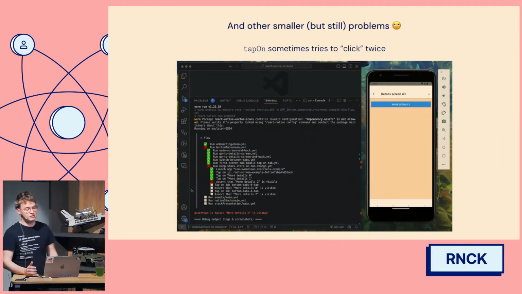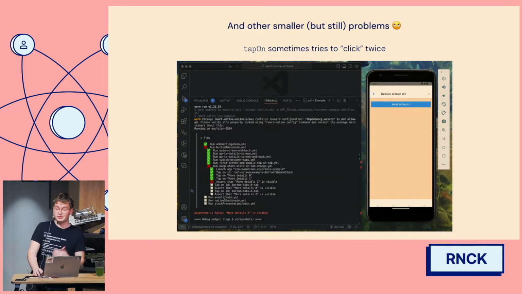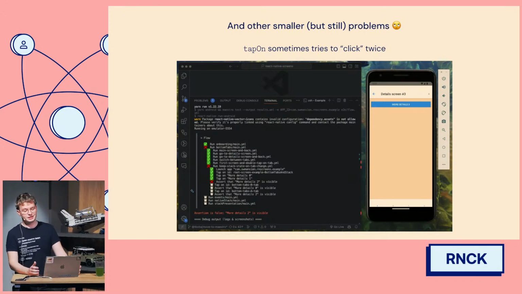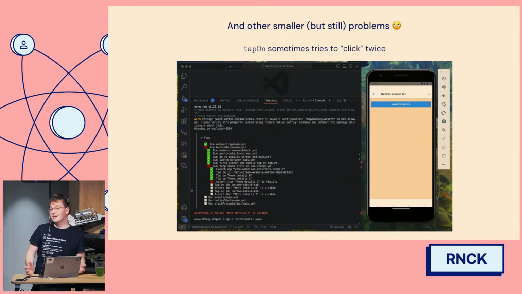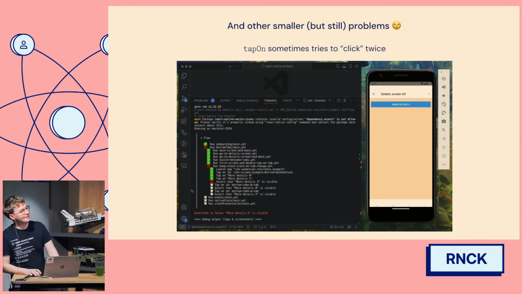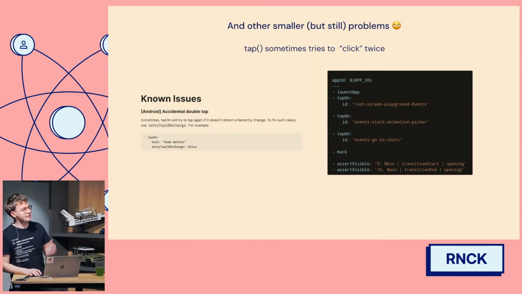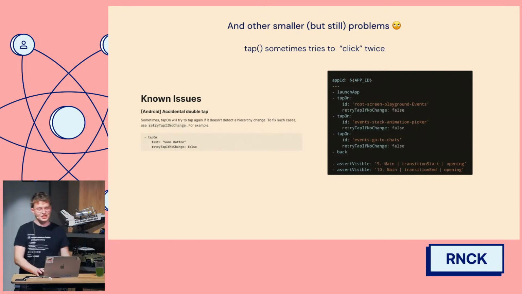There are also other smaller but still problems, like with the tap on command on Android, the command sometimes tries to click twice. Maestro unfortunately sometimes thinks that it didn't tap on the element, and it tries to do that twice. But hey, wasn't I talking about the fact that Maestro is tolerant to flakiness? Yeah, exactly. And even if it's a known issue, and there's a solution for that, like here on the Maestro wiki, you can see that everything we need to do is add the retry tap if no change option. I can't imagine such a mess in my test cases, like adding this option on every tap on.